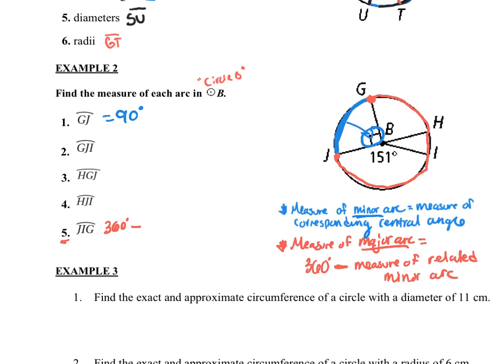So our arc goes all the way from G, I, J, or J, I, G, and then this blue part here, the arc GJ, would be the related minor arc that's not included. And we just found that the measure of that is 90 degrees because of the corresponding central angle there. So it would be 360 degrees minus 90 degrees, which gives us 270 degrees. Okay, so you guys are going to go ahead and try 2, 3, and 4.